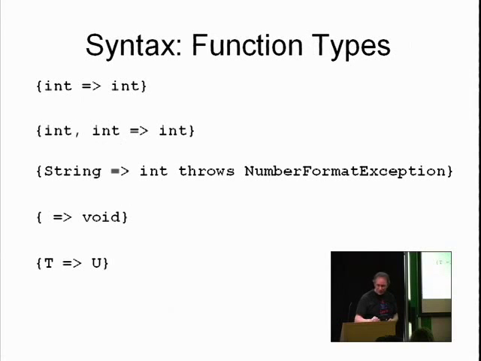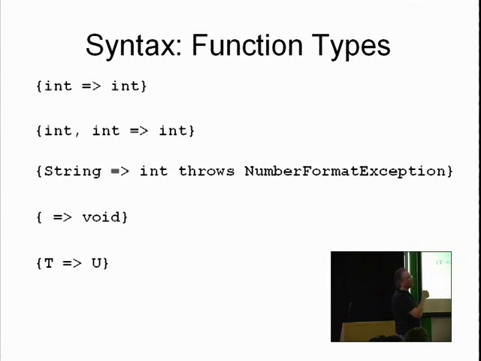So, starting with function types, here are some examples of function types. Here's a function type for a function that takes an int and results in an int. Here's a function type for functions that take 2 ints and results in an int. So here's one a little bit more complicated. This is a function type for a function that takes a string and results in an int, but might throw number format exception. I'll give an example of a value of that type shortly.